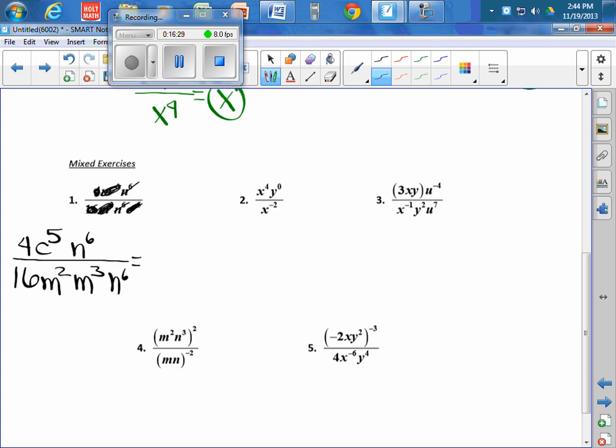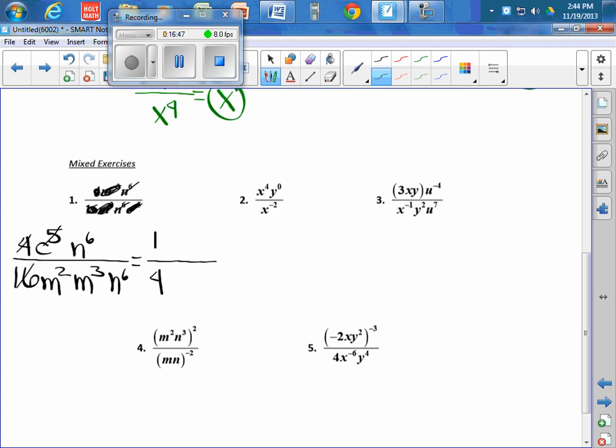Now I can reduce this. Simplify it, whatever you want to call it. Take care of your coefficients first. Reduce the fraction 4 over 16. If all those variables weren't there, what would you do with 4/16? Right, reduce it to 1/4.